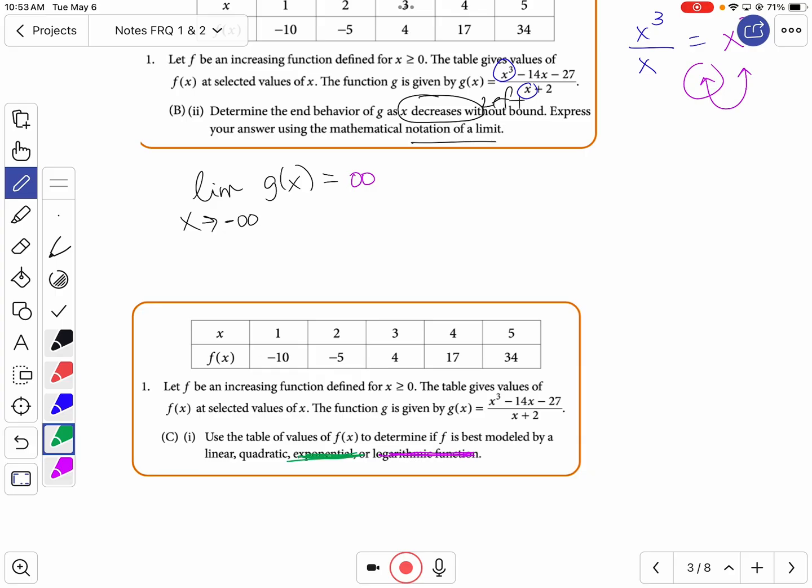Okay, so if it's linear, these differences are all going to be the same. So let's see. 34 minus 17 would give me 17. 17 minus 4 would give me 13. 4 minus a -5 would give me 9. So it's definitely not linear. Which one does it have to be? It's quadratic, okay? So we would say a quadratic model is best.